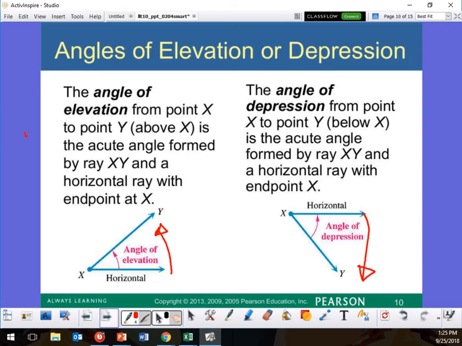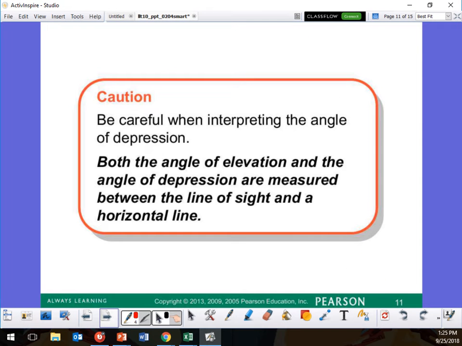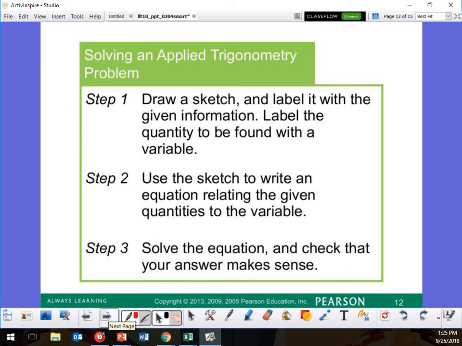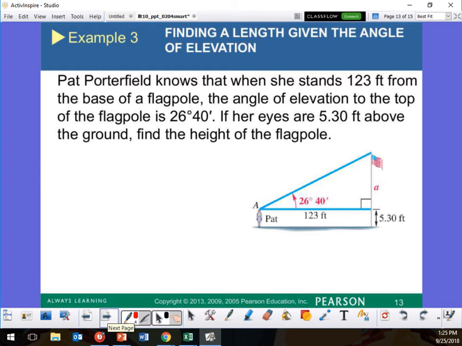Okay, so now I'm going to explain this a little bit more. Horizontal line, draw a sketch. Okay, so now, this is what we're talking about here.